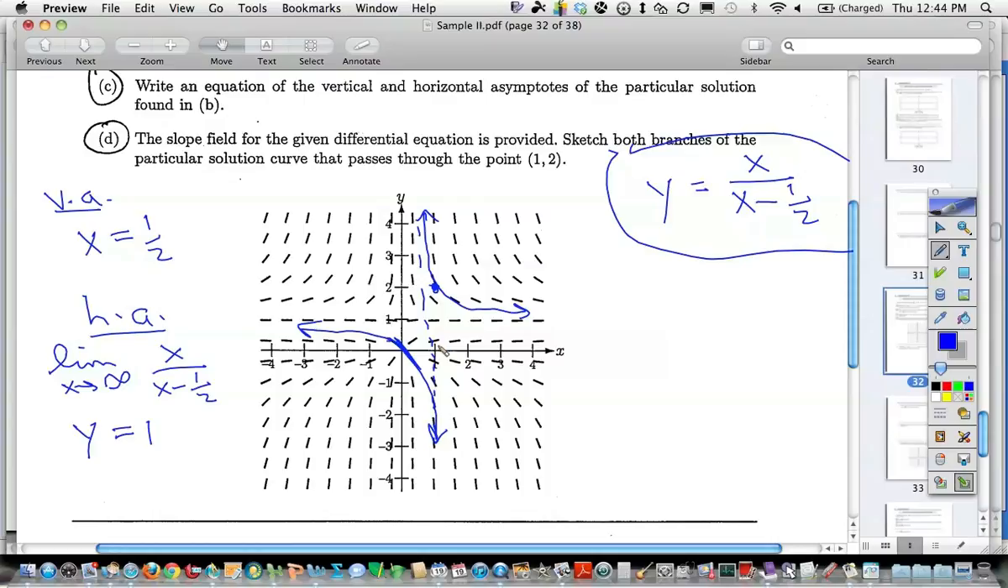And do you notice how it did not matter what c was? It did not matter which particular solution we have. And notice from the slope field, the horizontal asymptote's at y equals 1 no matter what. The vertical asymptote would change depending where your points are, right? It would depend on c. This one wouldn't matter. The 1/2 didn't matter, right? Horizontal asymptote is 1. So that's part C. And then we just did part D, which is the rest. Okay?